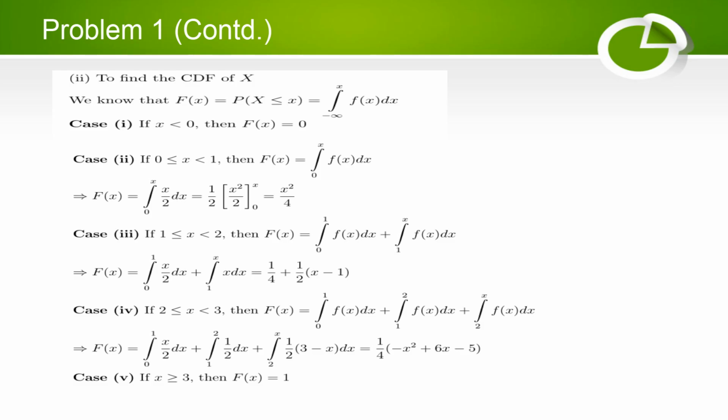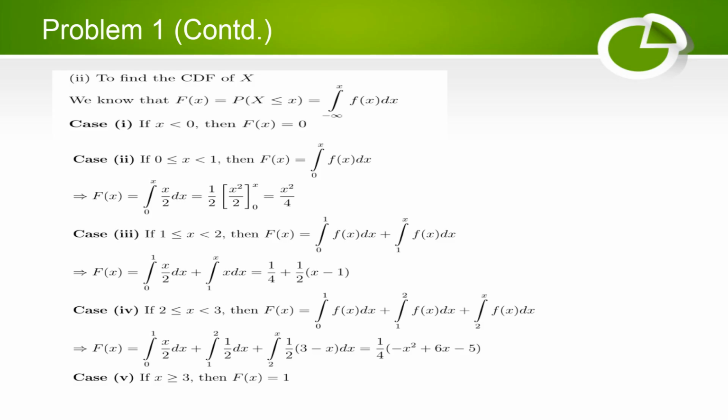Case 3: if 1 less than or equal to x less than 2, then F(x) equals the integral from 0 to 1 of f(x) dx plus the integral from 1 to x of f(x) dx. This implies F(x) equals the integral from 0 to 1 of x by 2 dx plus the integral from 1 to x of 1 by 2 dx, which equals 1 by 4 plus 1 by 2 into x minus 1.